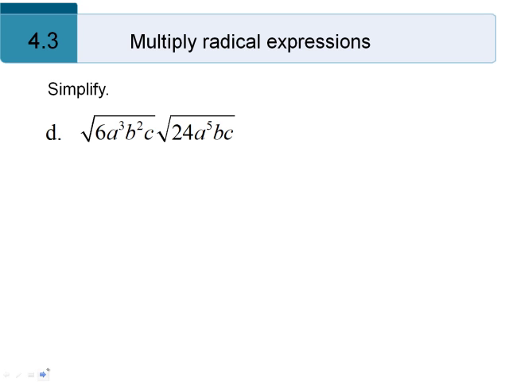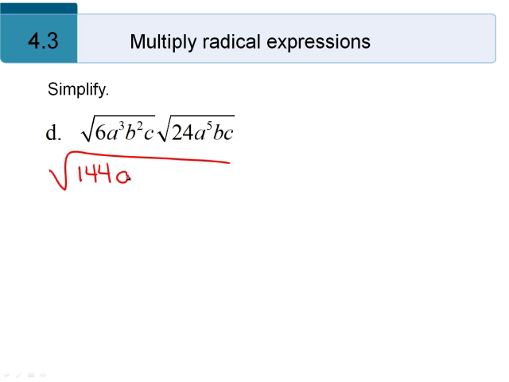Okay, letter D. At least the numbers are a little bit smaller. So we have the square root of 6a to the 3rd b squared c times the square root of 24a to the 5th and bc. So first thing we're going to do is multiply 6 times 24, which I don't know what that is. 144. Oh, how nice. A perfect square. The gods are smiling.